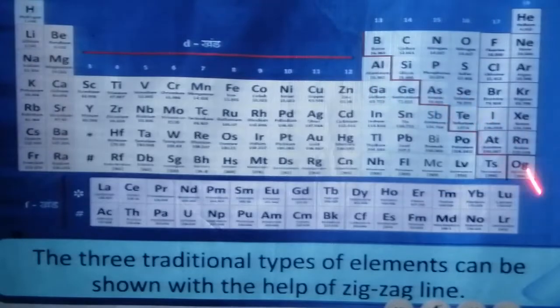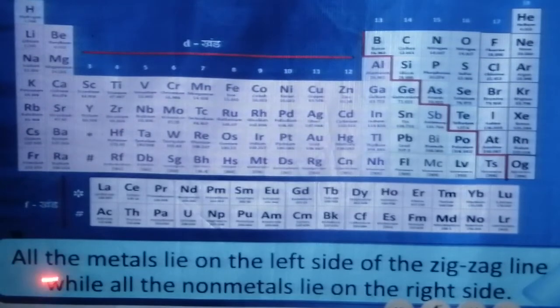See here, this is the zigzag line. The metals lie on the left side of the zigzag line. Okay, while all the non-metals lie on the right side. This is the metals and this is the non-metals. All the metals lie on the left side of the zigzag line, while all the non-metals lie on the right side of the zigzag line.